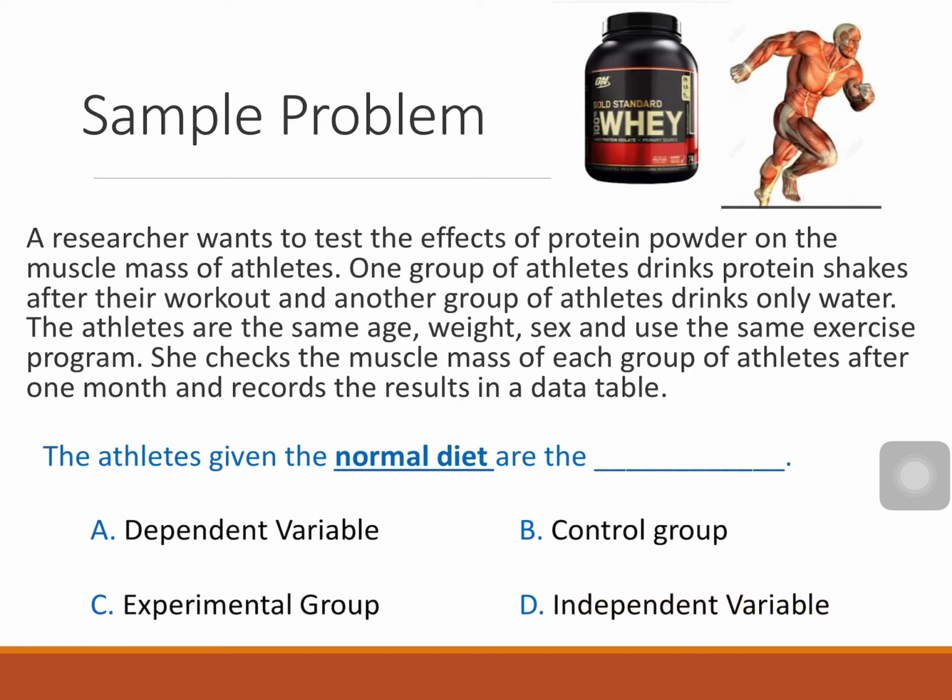The athletes given the normal diet are what? Okay, here again, here's our population. There's our group. The athletes given the normal diet are considered the control group. If you ever see this word normal, more than likely we're referring to that control group.